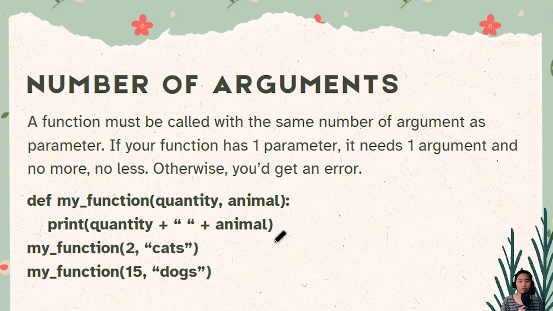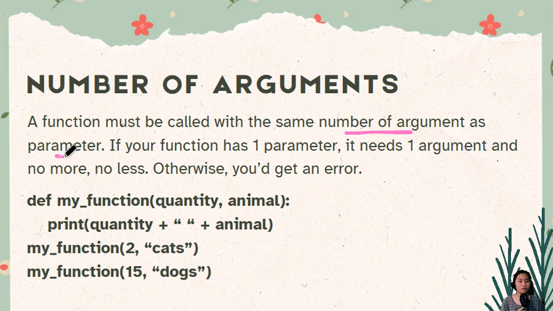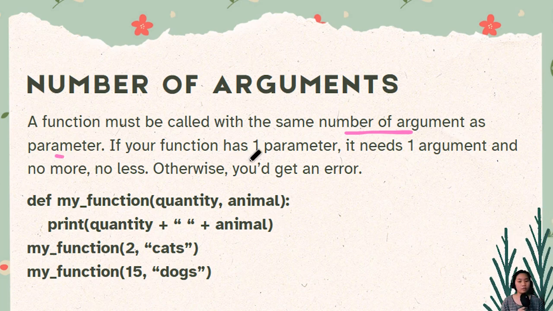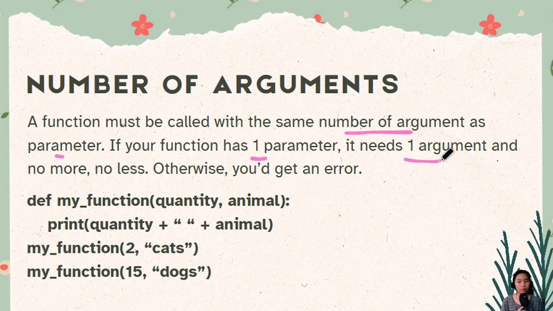Next up, the number of arguments. A function must be called with the same number of arguments as the quantity of parameters. So if a function only has one parameter, it only needs one argument, no more, no less, otherwise you get an error. But if you want to bypass that error in the case of not knowing the exact quantity of arguments or parameters that you need, I'll show you in a little bit.